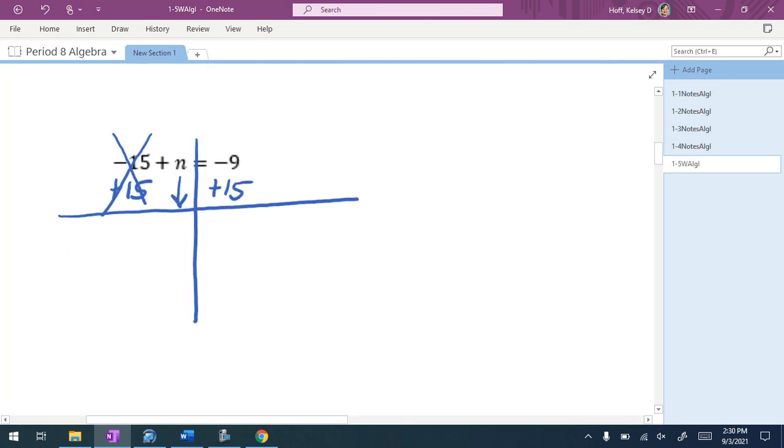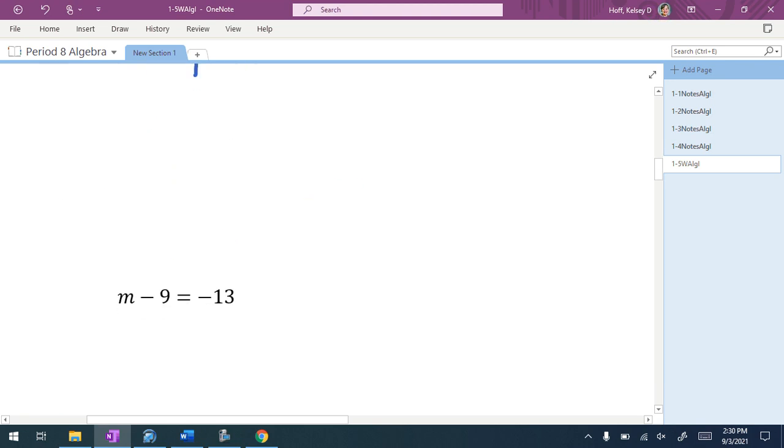Wow. -9 plus 15 is 6. Check. Is it a positive 1 coefficient? Yes. Done. Do the bottom one on your own. M. Find M on your own.